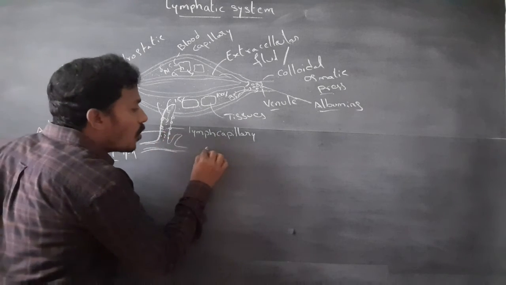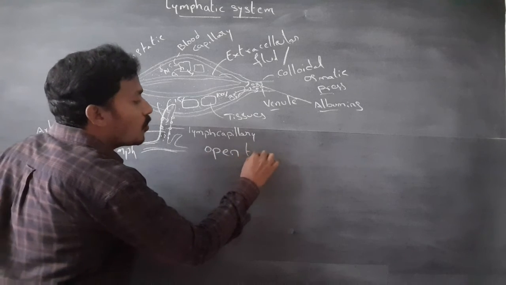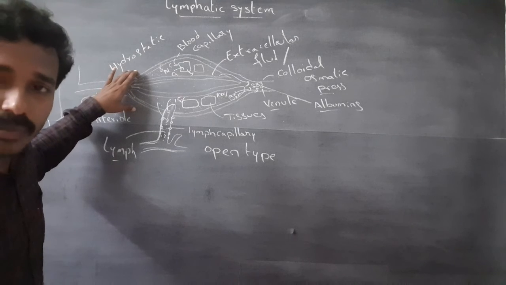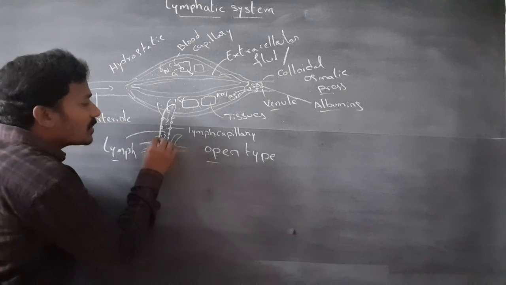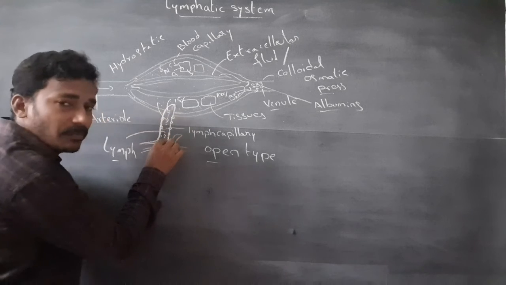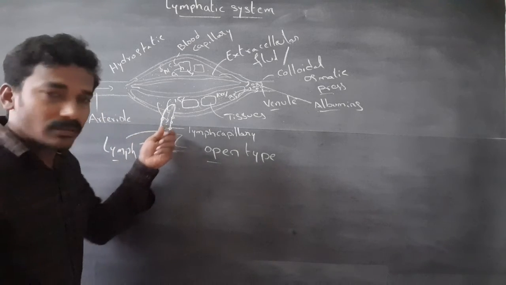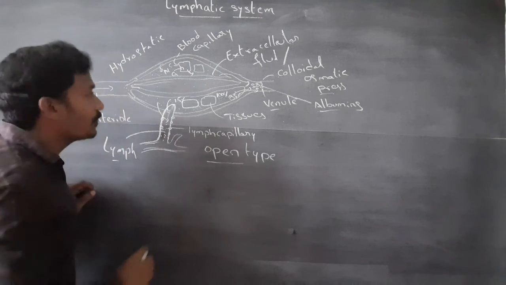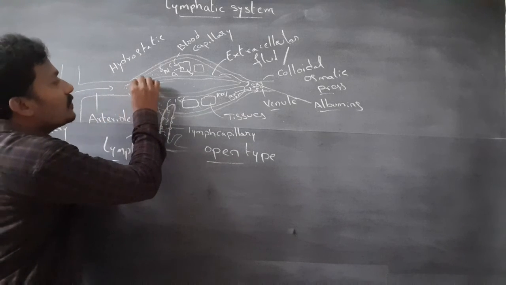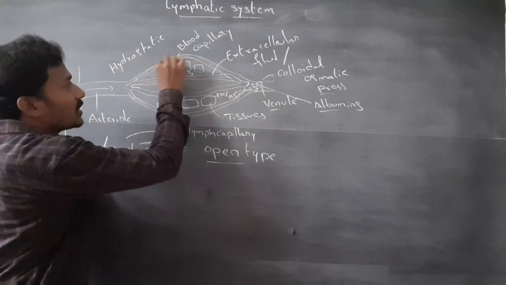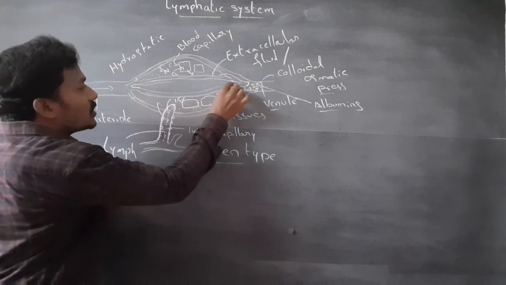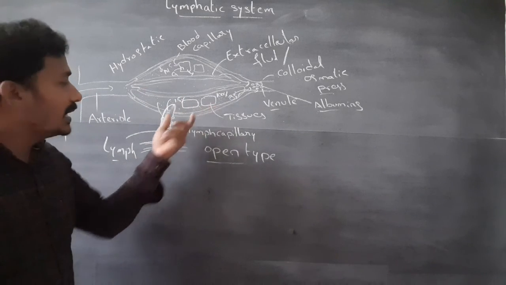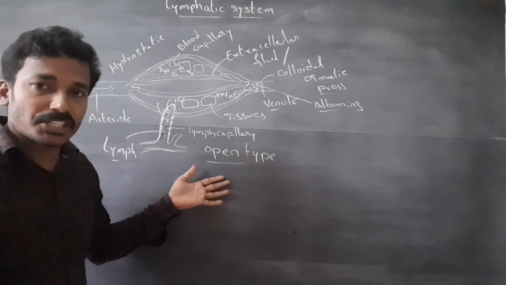Lymphatic system is open type, but blood vascular system is closed type. The lymphatic system contains lymph capillaries, but there is no network, so it is called open type of circulatory system. In blood vessels, the capillaries form a network. There is no opening, so it is called closed type of circulation.